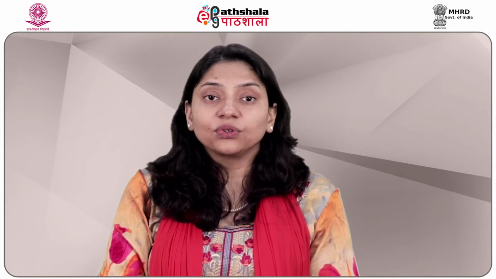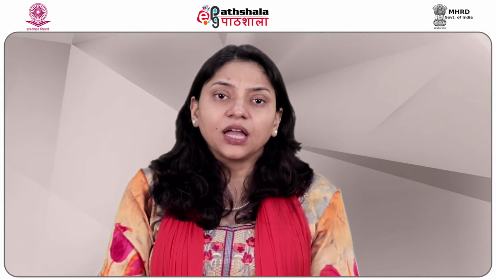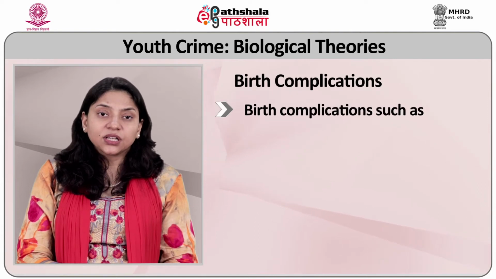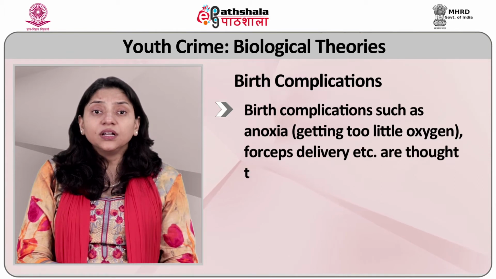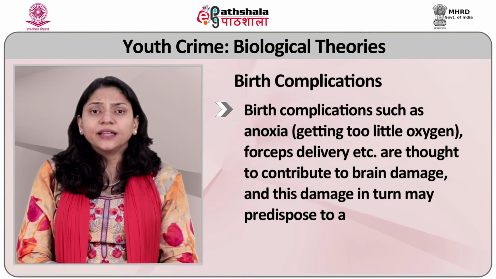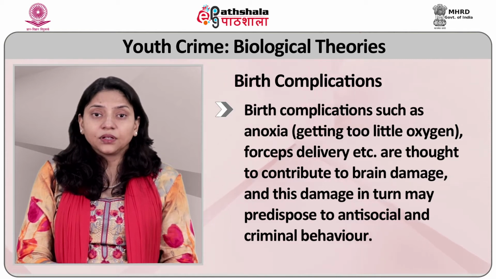Next is birth complication, which also plays a major role. Neuroscience studies have shown that babies with birth complications are more likely to develop delinquency, impulsive behavior and violence when they grow into adults. Birth complications such as anoxia, getting too little oxygen, forceps delivery, etc. are thought to contribute to brain damage, and this damage in turn may predispose to antisocial and criminal behavior.